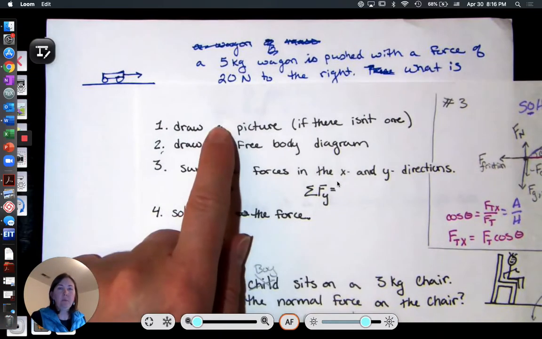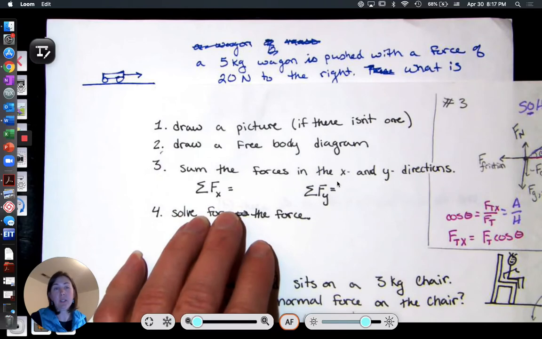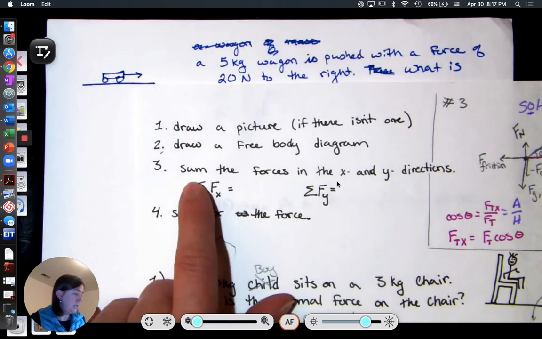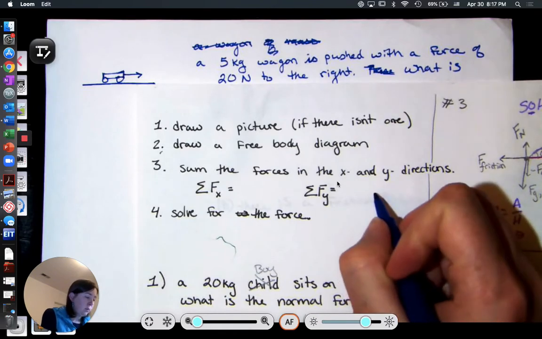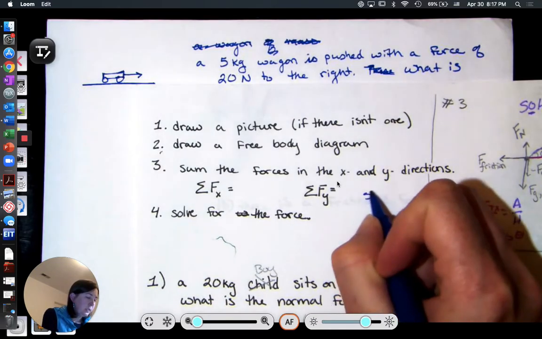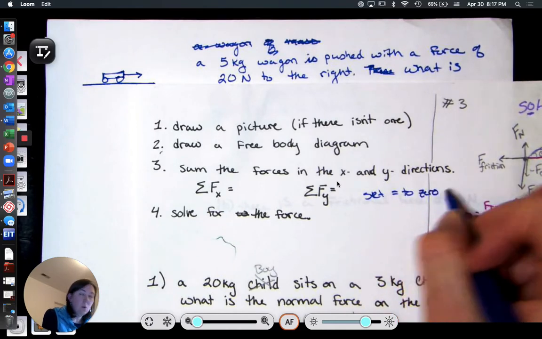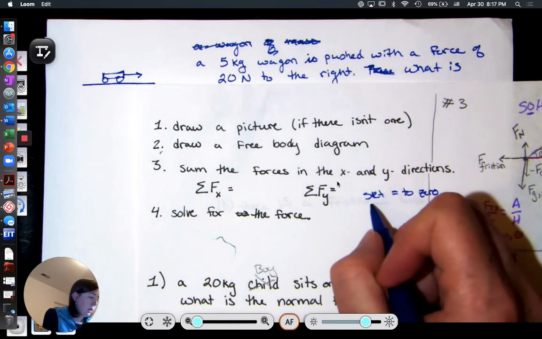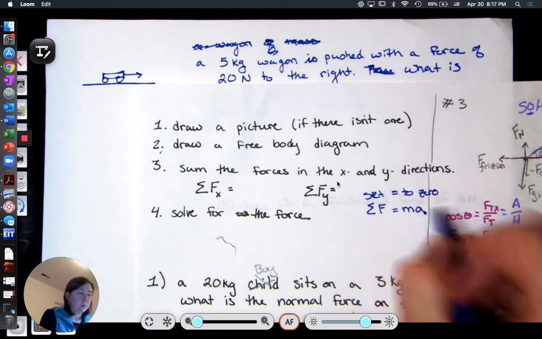Now, these steps that we used before are going to be 100% still valid. These are still the steps that we're going to use, except in the place where you sum the forces in the x and y direction. If it's in equilibrium, you set it equal to 0, or if it's not in equilibrium, if the sum of the forces does not equal 0, then you'll use the second law: the sum of the forces is the mass times the acceleration. Okay, so let's go into that.